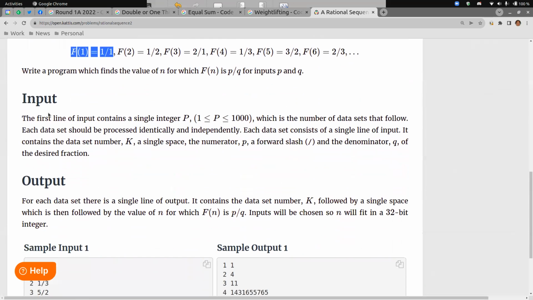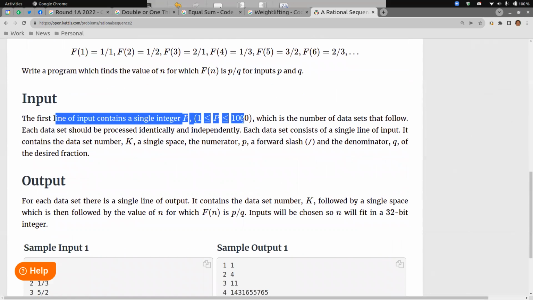The first line of input contains a single integer p, which is the number of data sets to follow. So that's just the number of cases. Each data set should be processed identically and independently. Each data set consists of a single line of input. It contains a data set number k, a single space, the numerator p, a /, and then the denominator q of the desired fraction.